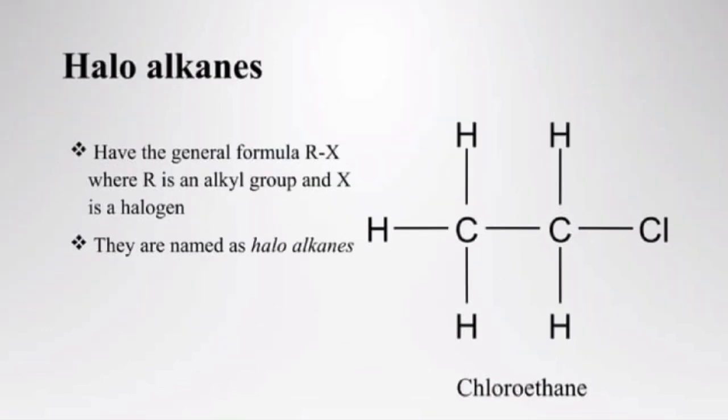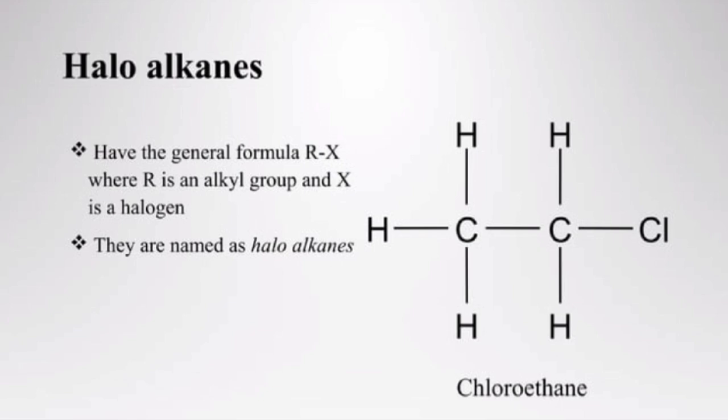The last functional group is haloalkane. They are nothing but halogens. When halogens are present in a hydrocarbon chain, we call them haloalkanes. The general formula is RX, where R can be any alkyl group and X can be any halogen.